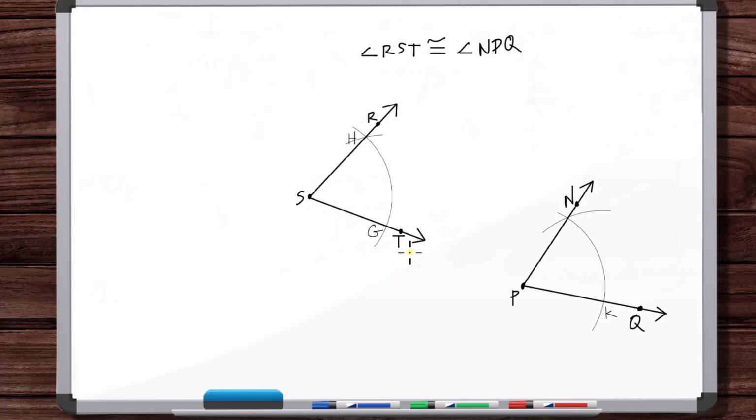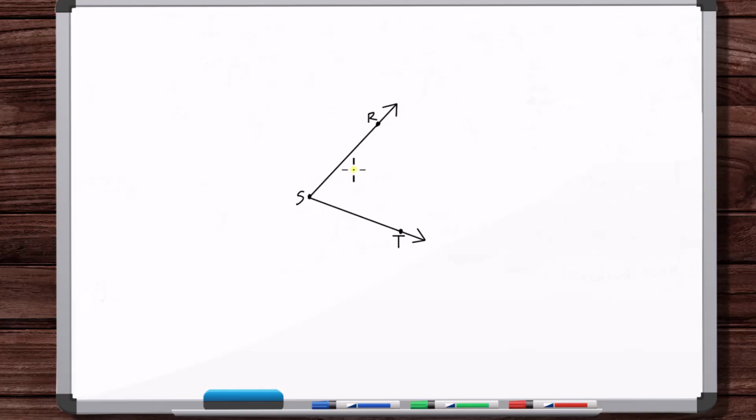Notice how we didn't have to have the orientation of the starting lines be the same. It doesn't matter. Okay, so now next, let's construct the angle bisector of angle RST.